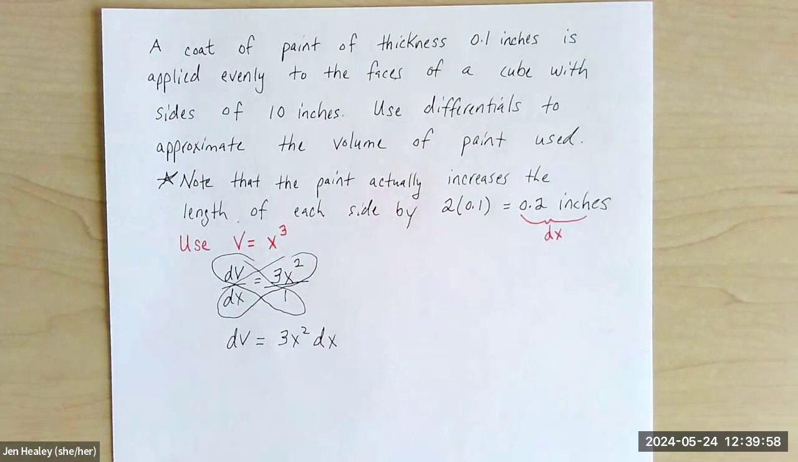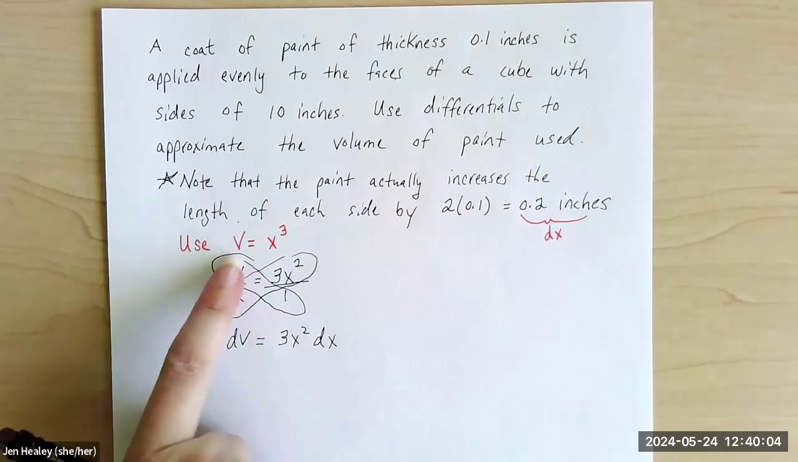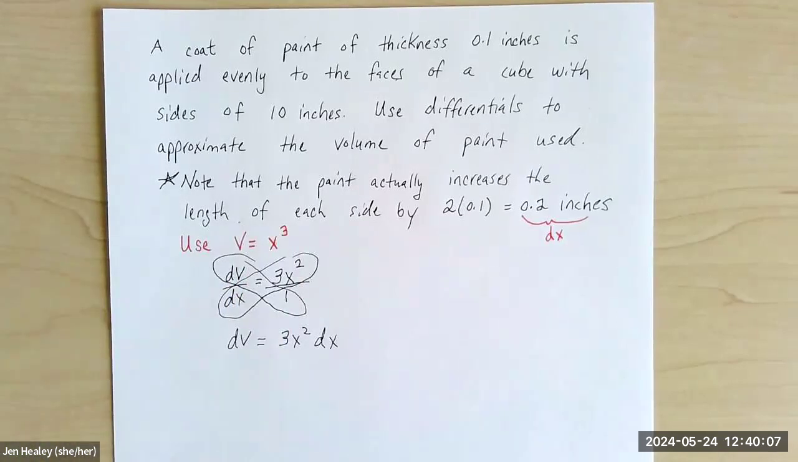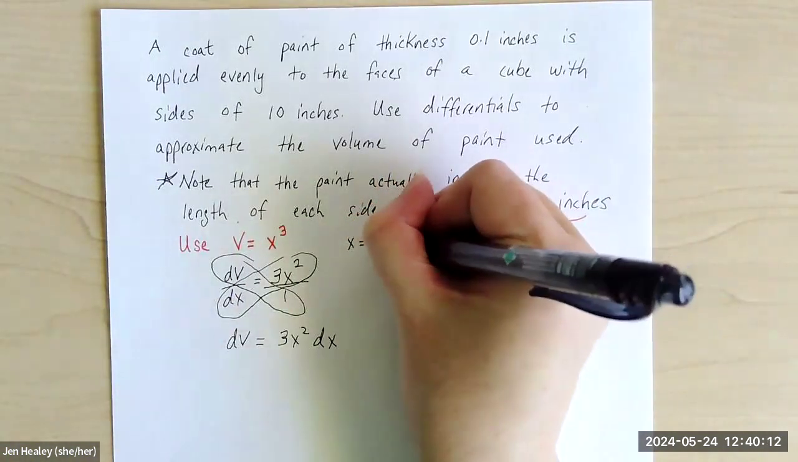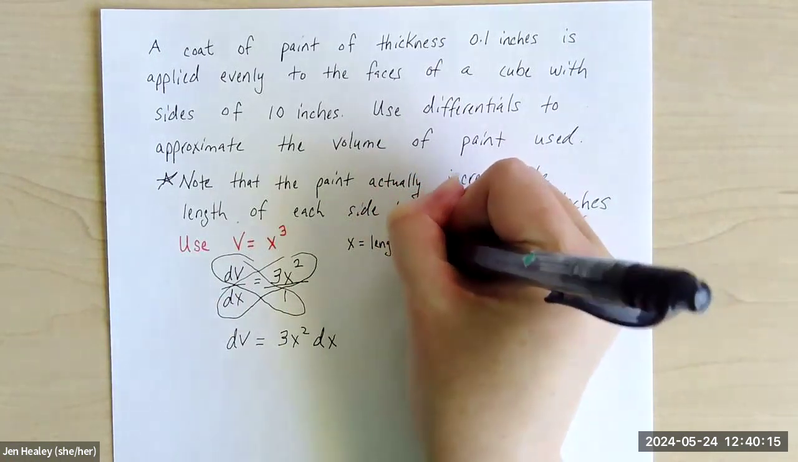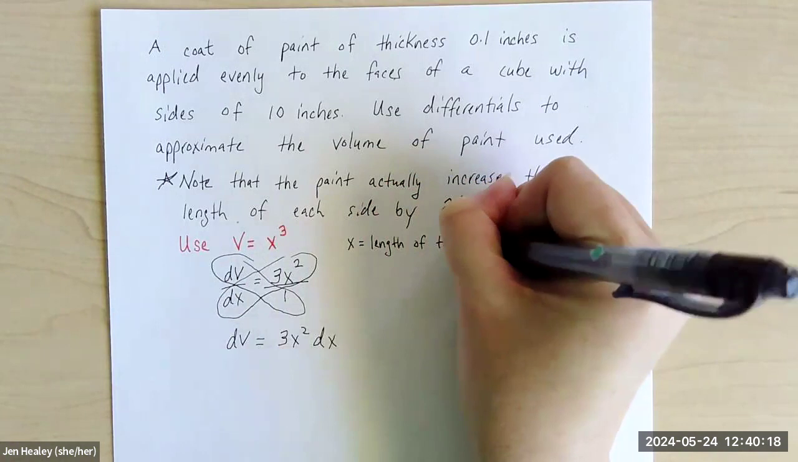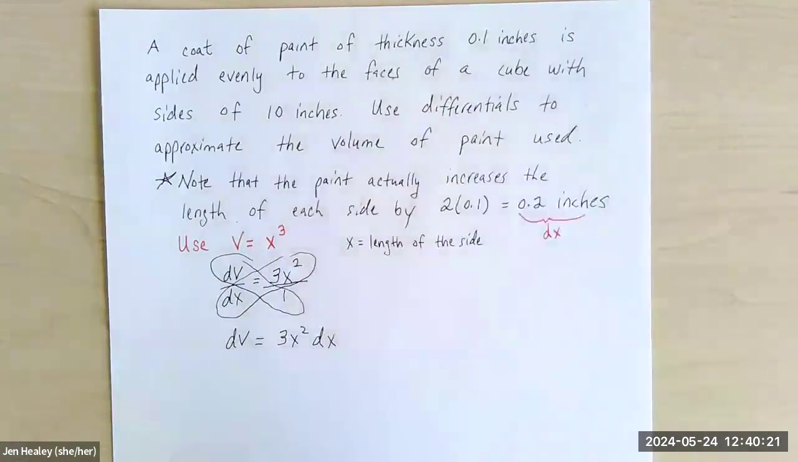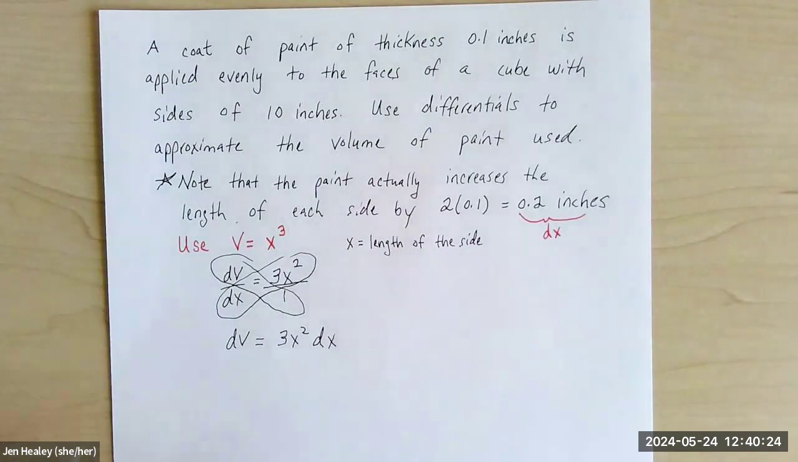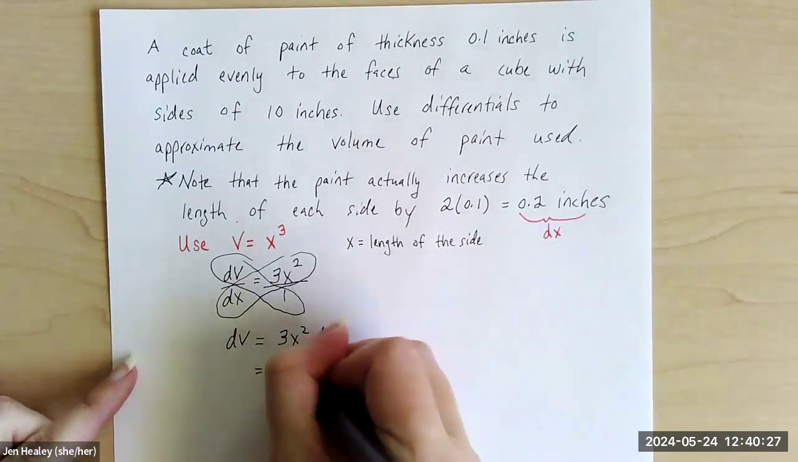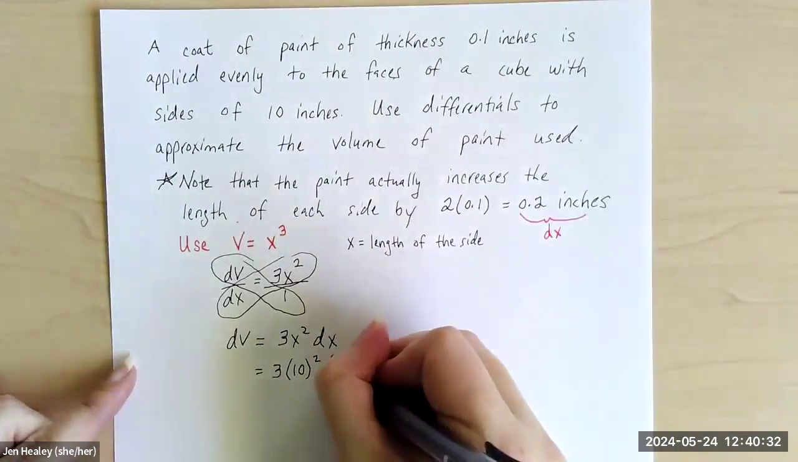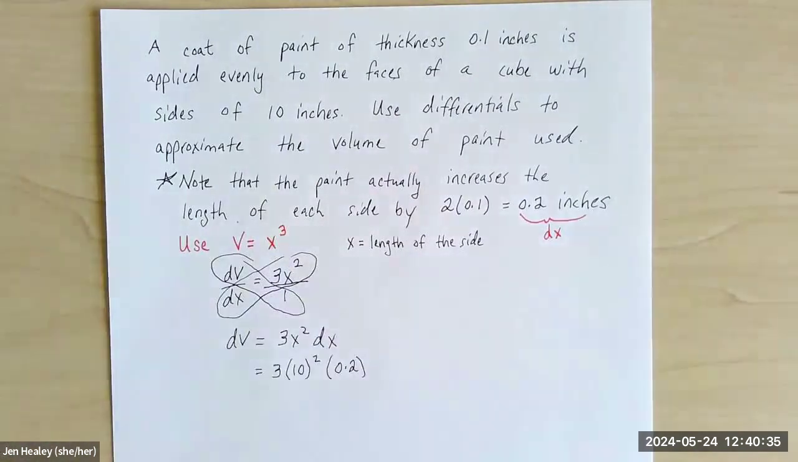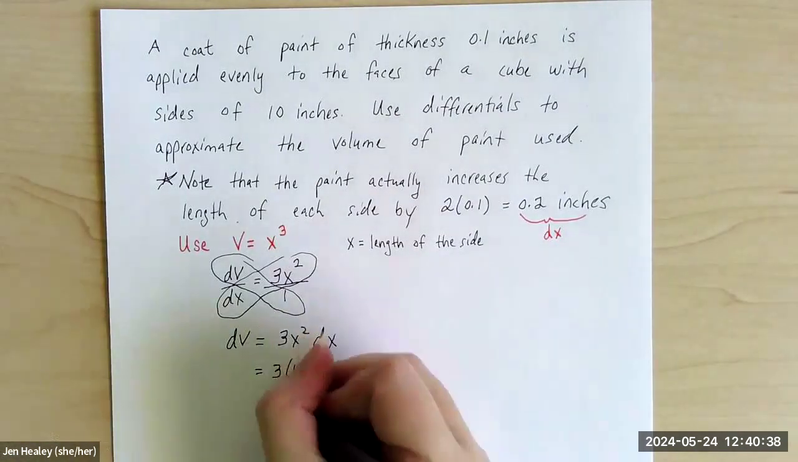And then in terms of what I'm plugging in, what's x represent? If the volume is x cubed, what's x represent? Flip side. Mm-hmm. And how long did we say the sides were? 10. So you're going to do 3 times 10 squared. And then we said the dx we need to plug in is 0.2. And what this gives you is an approximation of the amount of paint that we used.